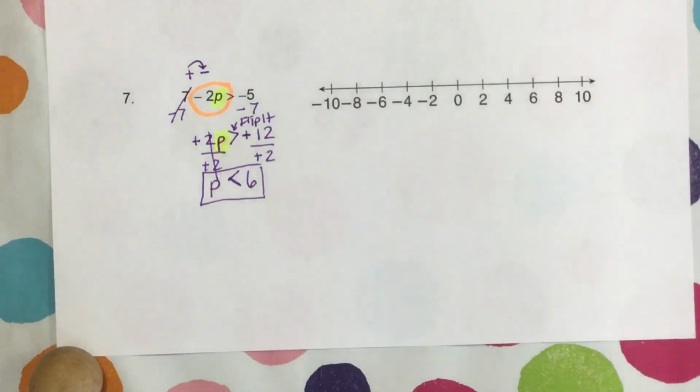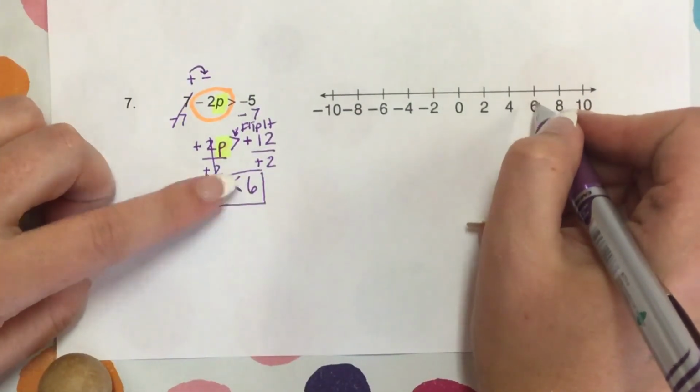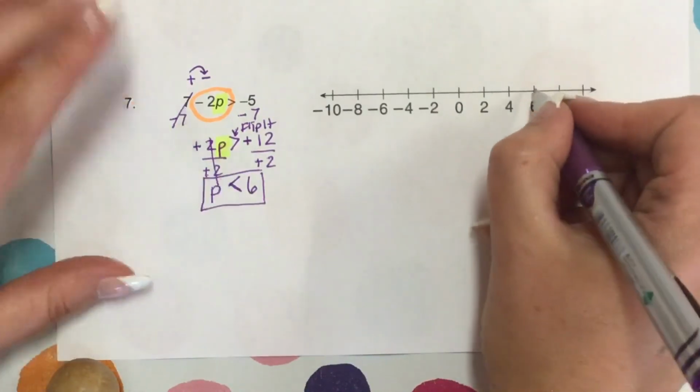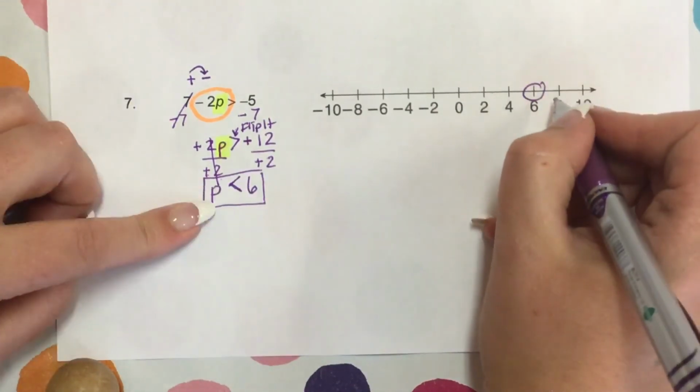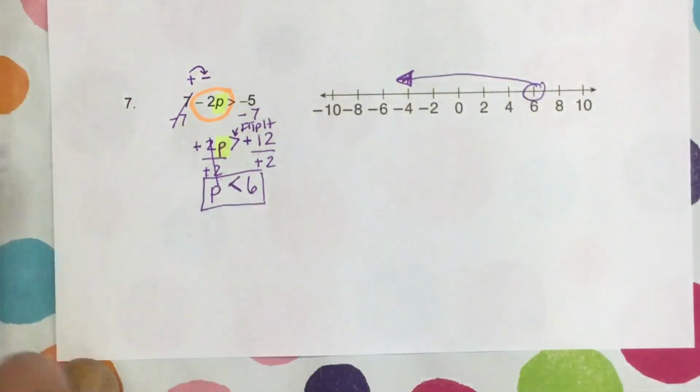Okay, so let's graph it. We have to find the 6. The 6 is here. Do we have an open circle or a closed circle? It does not include 6, so it's going to be an open circle. And p is less than 6, so it's all of the numbers that are less than 6, which are this way.